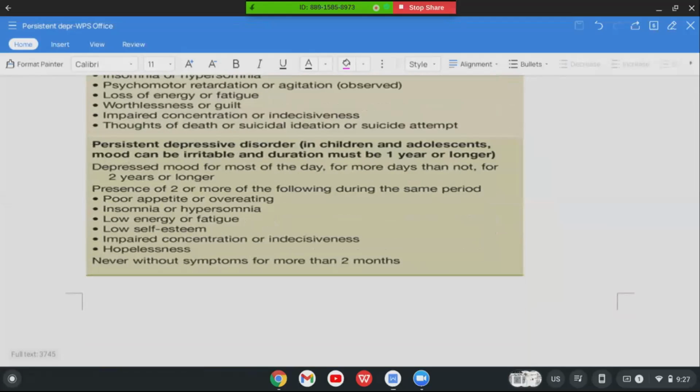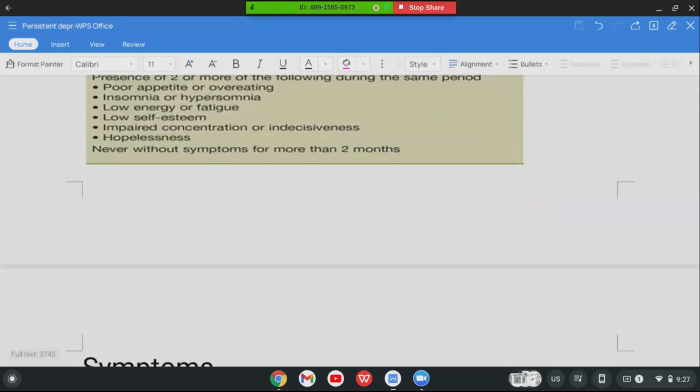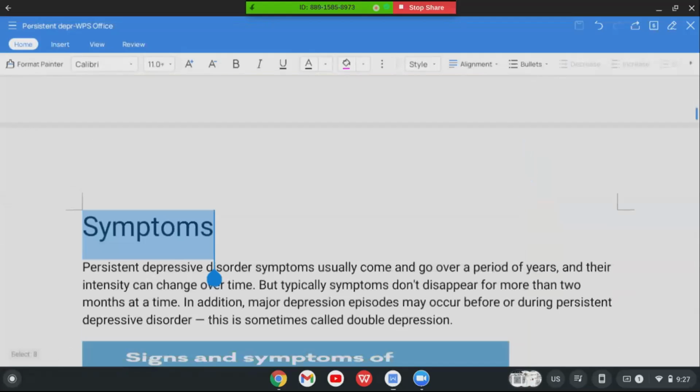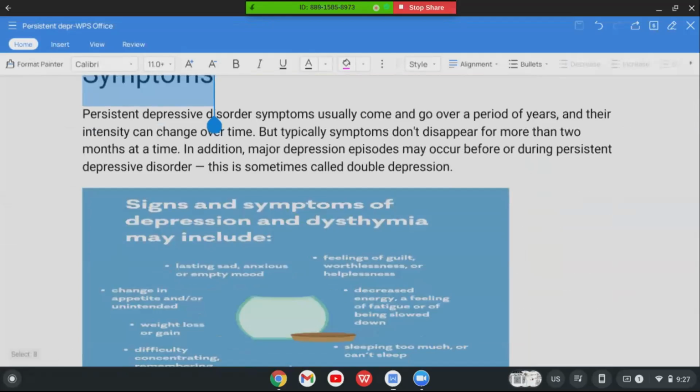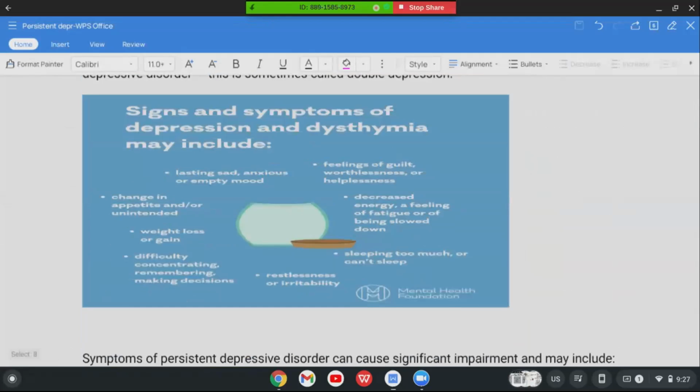In persistent depressive disorder, mood can be irritable and the duration must be 1 year or longer. The patient is never without symptoms for more than 2 months. The signs and symptoms of depression and dysthymia may include a lasting sad, anxious, or empty mood, feelings of guilt, worthlessness and helplessness, decreased energy, a feeling of fatigue or being slowed down, sleeping too much or being unable to sleep, restlessness or irritability, weight gain or weight loss, difficulty in concentrating, making decisions and remembering, or a change in appetite.